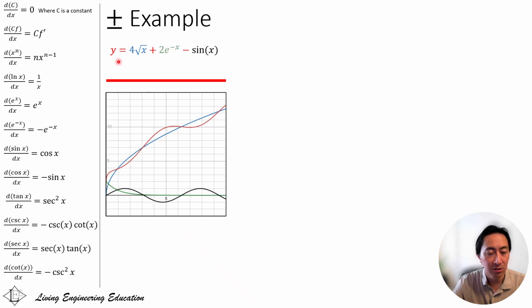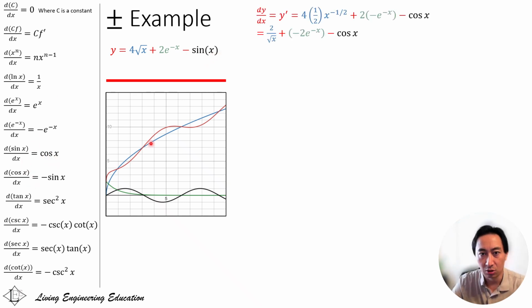For e to the negative x, I have that derivative, negative e to the negative x. So this term will be 2 times negative e to the negative x. And then sine x, the derivative is just cosine x. Okay, so my derivative is 4 times 1/2 x to the negative 1/2, that's for the polynomial form of square root x, plus 2 times negative e to the negative x, that's the derivative of e to the negative x, like we said. And then the derivative of sine x is just cosine x.